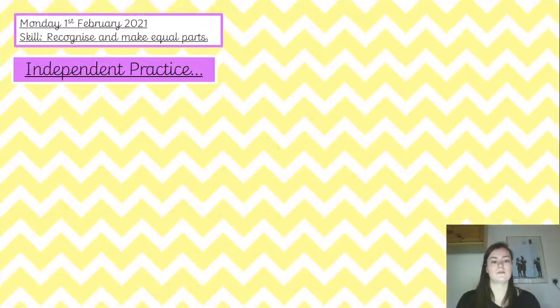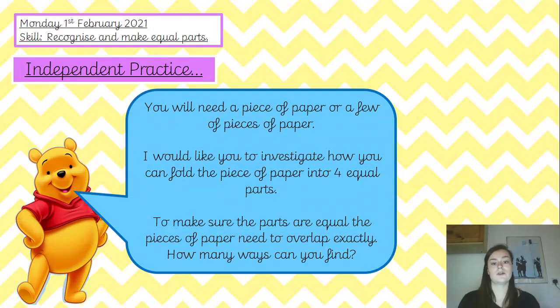Okay, independent practice then. For this task, you will need a piece of paper or maybe a few pieces of paper if you've got them. I would like you to have a go at investigating: with your piece of paper, how can you fold it into 4 equal parts? To make sure that your parts are equal, the pieces of paper need to overlap exactly. So when you are folding, you need to be really careful about how you fold your paper. And I want you to see how many different ways you can find. So pause the video and have a go at that task now.